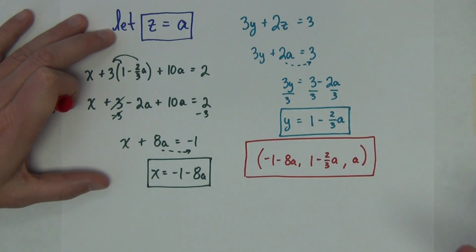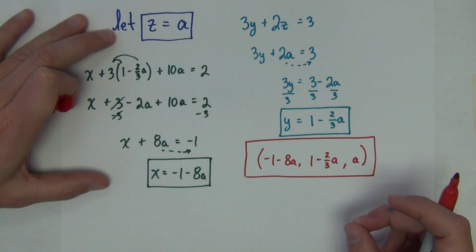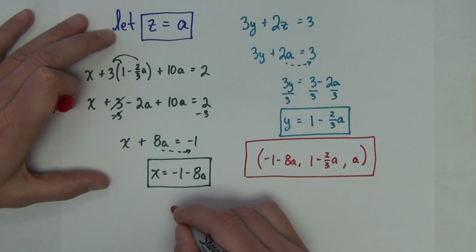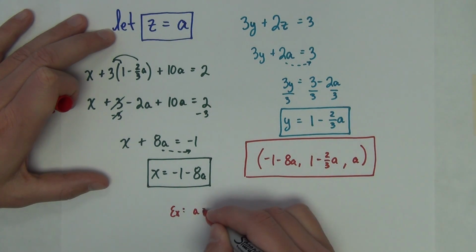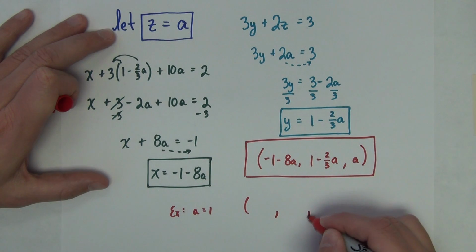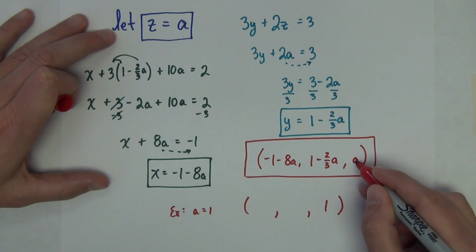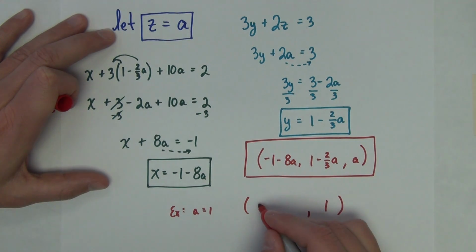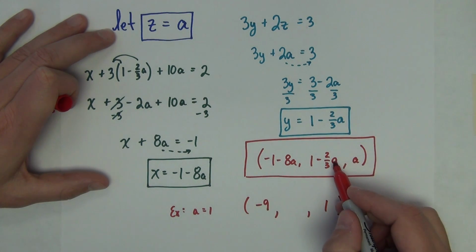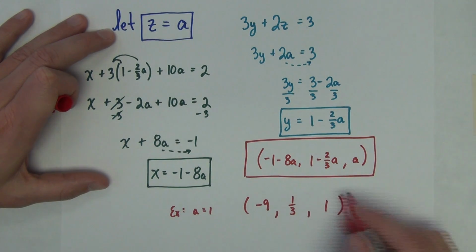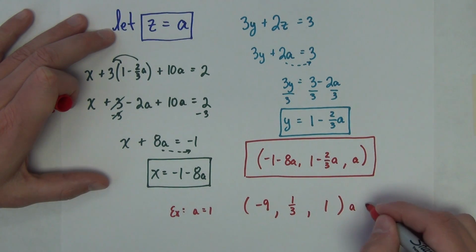Okay, so what I have now is the form of my infinitely many solutions. So now if a was any number, for example, if a was equal to 1, well then that means 1 is the z. If a was 1 here, I'd have negative 1 minus 8, I'd have negative 9. And if a was 1 here, I'd have 1 minus 2/3, I'd have 1/3. This right here is a solution.